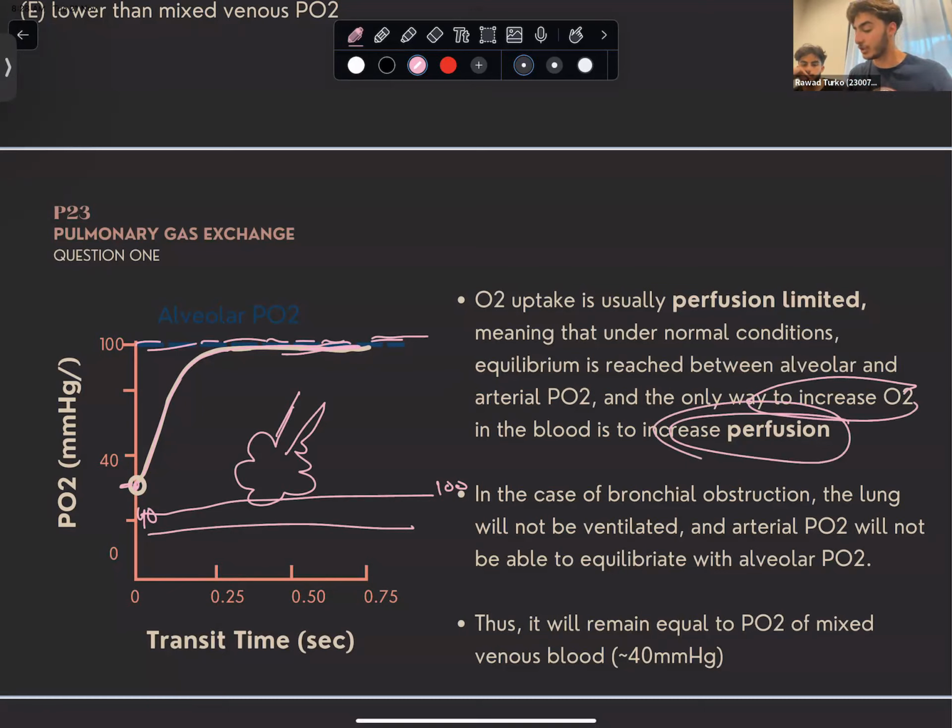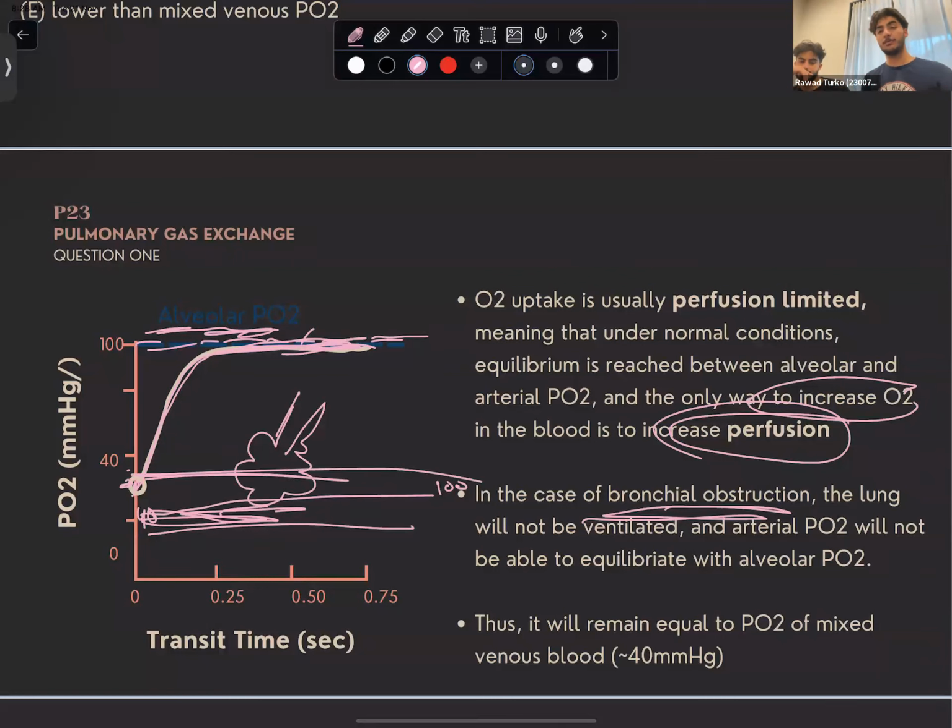Now in the case of bronchial obstruction, which is what we have, the lung will not be ventilated. So this alveolar PO2 will not even be 100. The arterial PO2 will not be able to equilibrate with the alveolar PO2. Thus, it will remain equal to the PO2 of mixed venous blood. It will remain down here because alveolar PO2 is not 100. You're not able to get that diffusion going. So instead of going all the way up here and equilibrating with the alveolar PO2, it will just stay down here, equal to the mixed venous blood. Does that make sense?